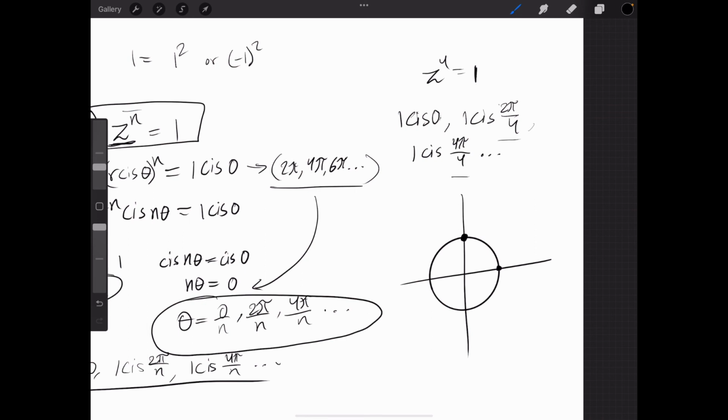1 cis pi, 4 pi over 4 is just pi. So we have one argument and then pi radians, so it's over here. And then if we continue this, the next term would have been 1 cis 6 pi over 4, which is just 1 cis 3 pi over 2, which is right over here. And there we have our 4 solutions.